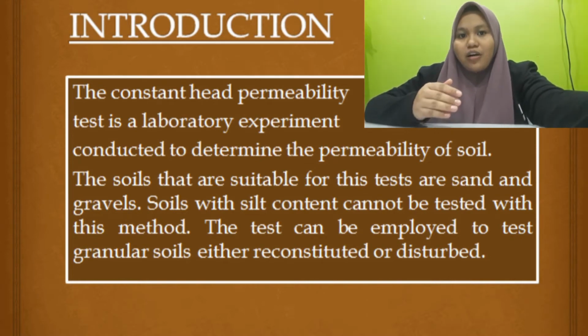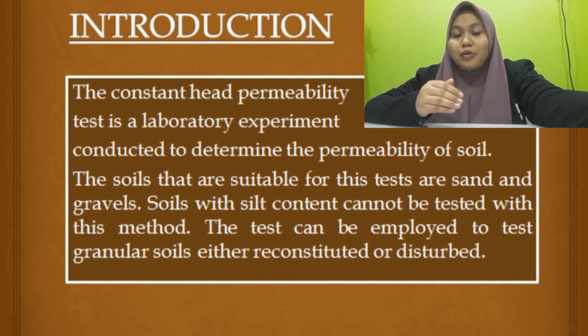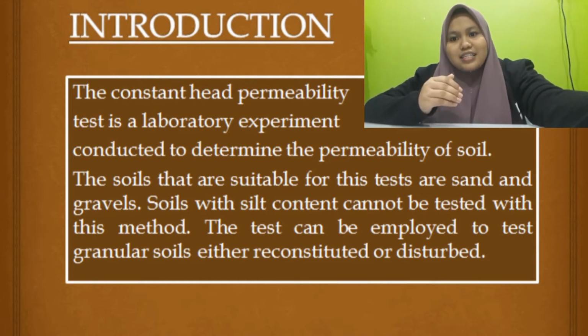The theory of the permeability formula is K equals Q over A I, where Q is the rate of flow, A is the area of the sample, and I is the hydraulic gradient.